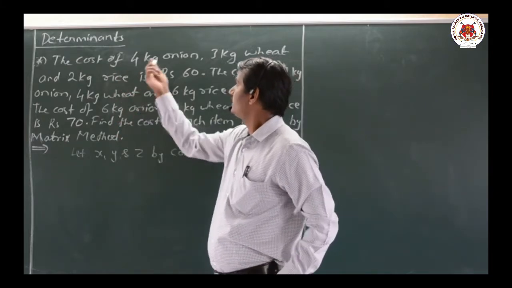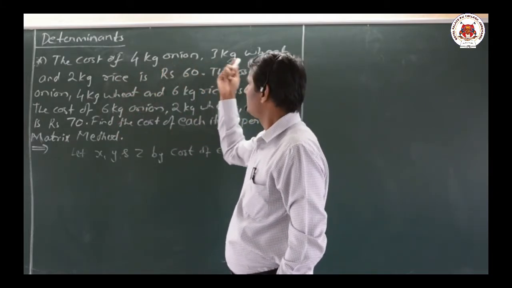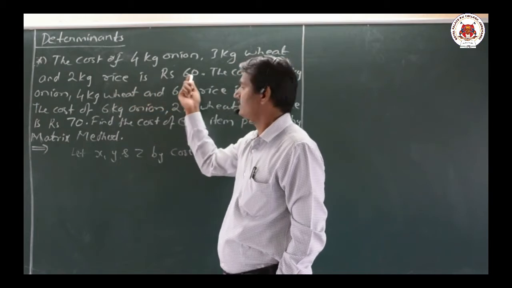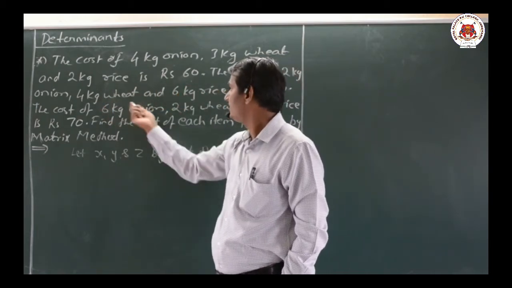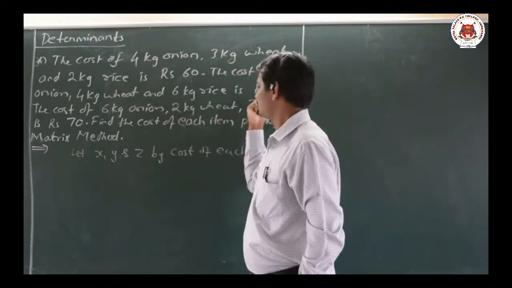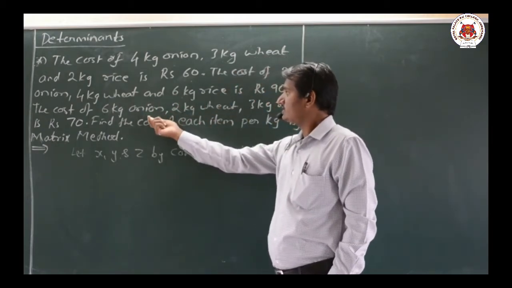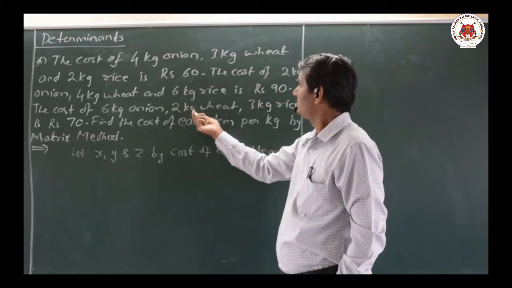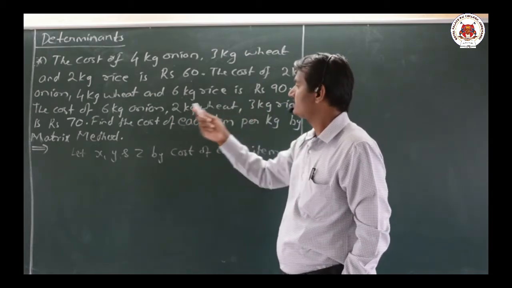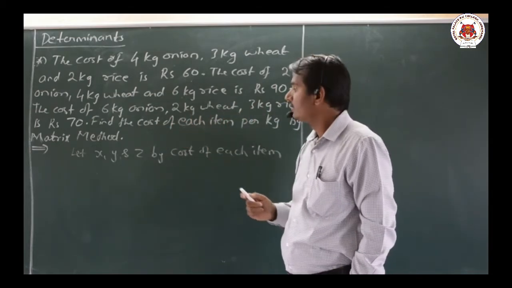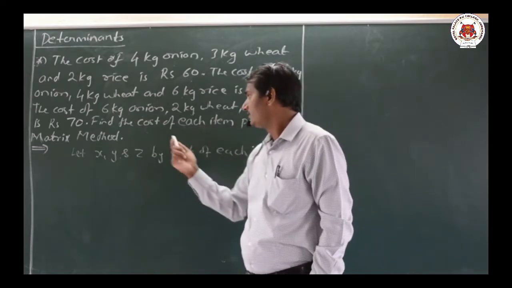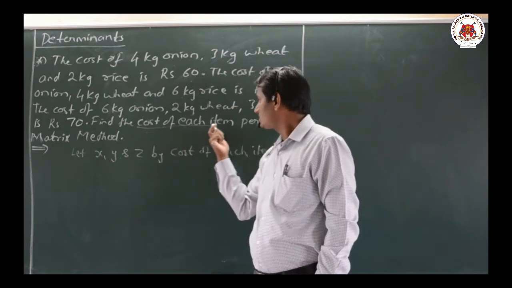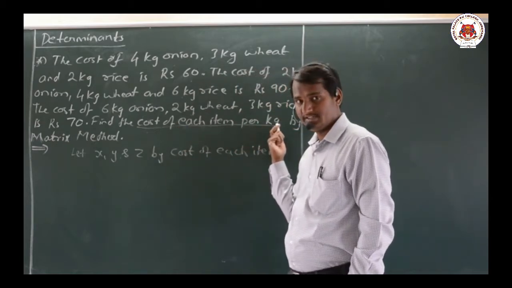The cost of 4 kg onion, 3 kg wheat and 2 kg rice is rupees 60. The cost of 2 kg onion, 4 kg wheat and 6 kg rice is rupees 90. The cost of 6 kg onion, 2 kg wheat and 3 kg rice is rupees 70. Find the cost of each item per kg by matrix method. Here what he is asking is the cost of each item per kg.